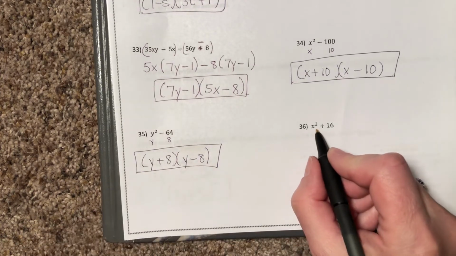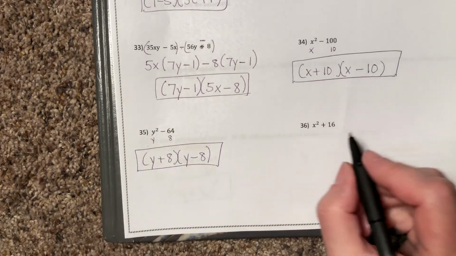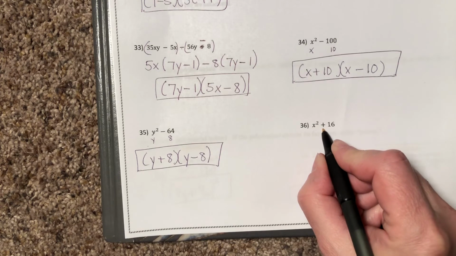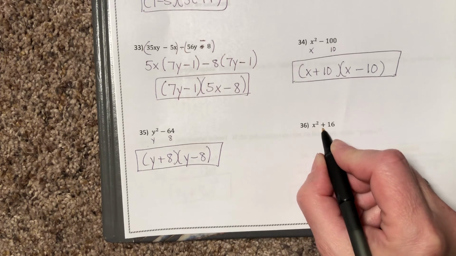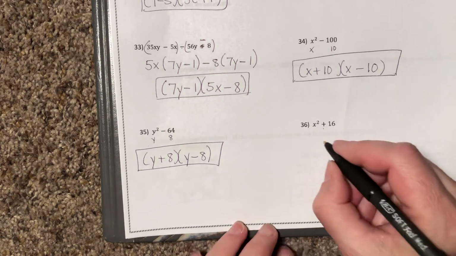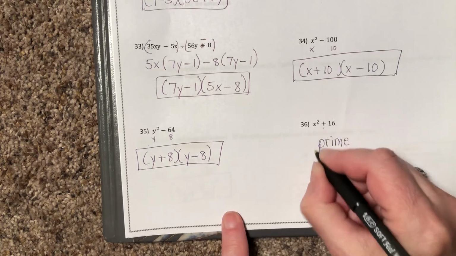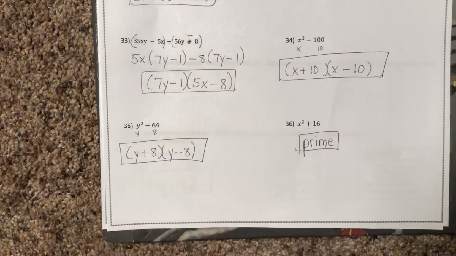This one looks like the last one. 2 terms, no GCF. However, there's a plus sign in the middle. The difference of 2 squares has a minus sign in the middle because that's what difference means. This is the sum of 2 squares. That's not a pattern. So this guy is prime. And that's the second prime. And that is the end.